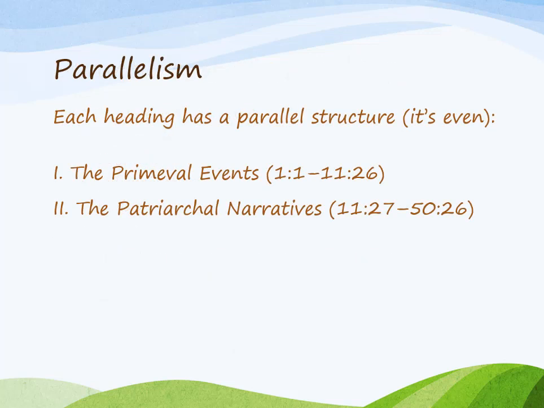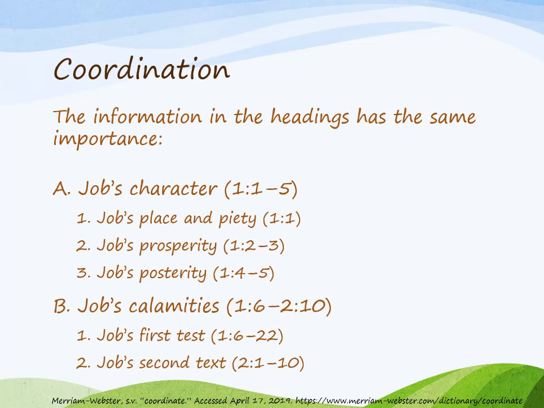With parallelism, your headings have a parallel structure. For example, you could start each heading with a verb. The outline of Genesis in the Bible Knowledge Commentary uses a parallel structure. Coordination in an outline means that the information in the headings has the same importance. They are, quote, equal in rank, quality, or significance, unquote, according to Merriam-Webster, while information in subheadings have lesser importance. For example, the outline of Job in the Bible Knowledge Commentary uses a coordinate structure.